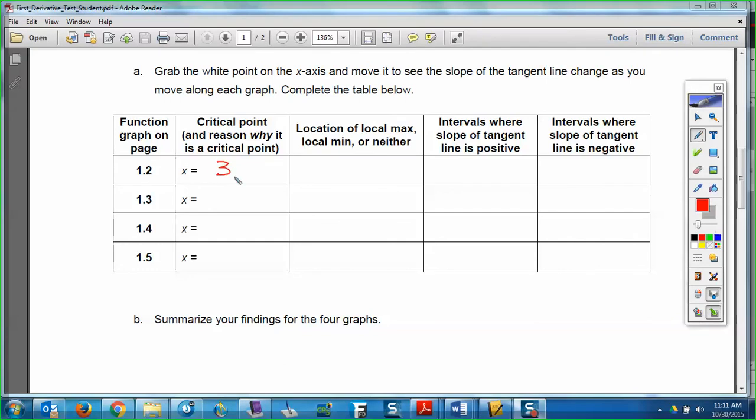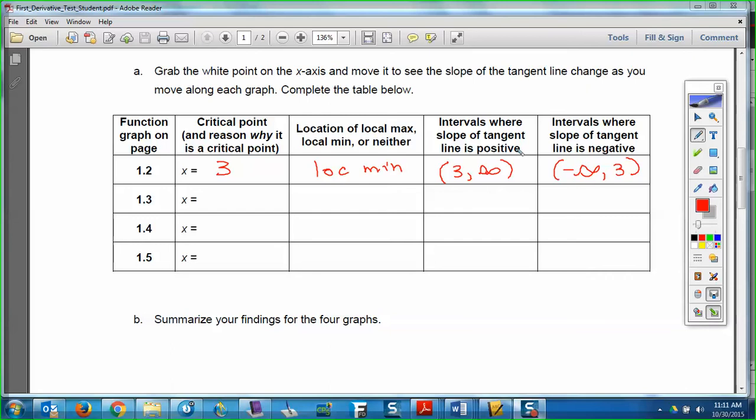Hey, to make sure everybody's on the same page here. So you had a critical point at 3 on that first one, or was that on the second one? No, it's the first one. First one, and that was a local minimum. And the interval where the slope was positive, 3 to infinity. So your answers are looking something like this, right?